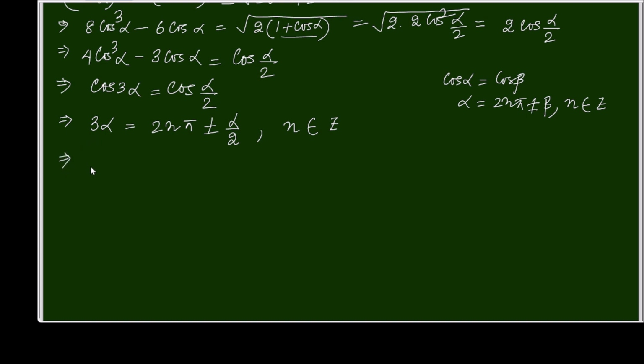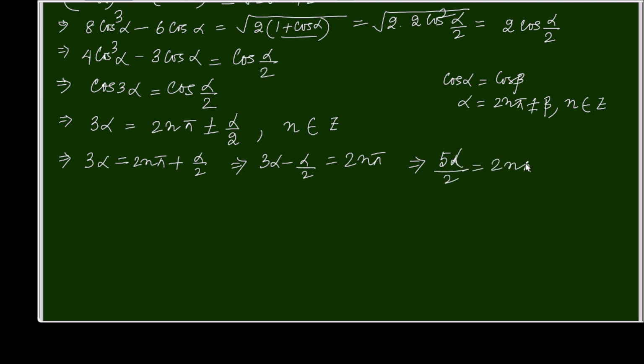Once I am taking the positive, 3 alpha equals 2n pi plus alpha by 2. That time I'll get 3 alpha minus alpha by 2 equals 2n pi, or 5 alpha by 2 is equal to 2n pi, or alpha equals 4n pi over 5.